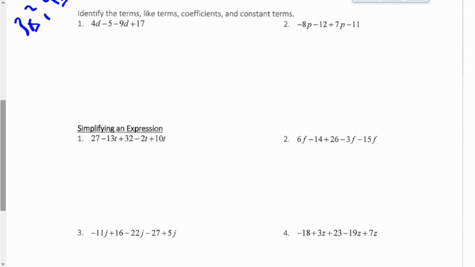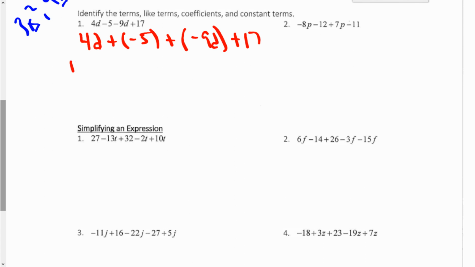So on the next part, it says to identify the terms, like terms, coefficients, and constant terms. So we're going to apply those definitions we just looked at. I'm going to apologize in advance because I might wind up going all over the page, but just bear with me. So the first thing we want to do is rewrite this as addition only. So we'll turn -5 into plus -5. We'll turn -90 into plus -90, and we'll have plus 17 at the end. That just makes life easier when we're finding the different parts and when we're simplifying expressions.